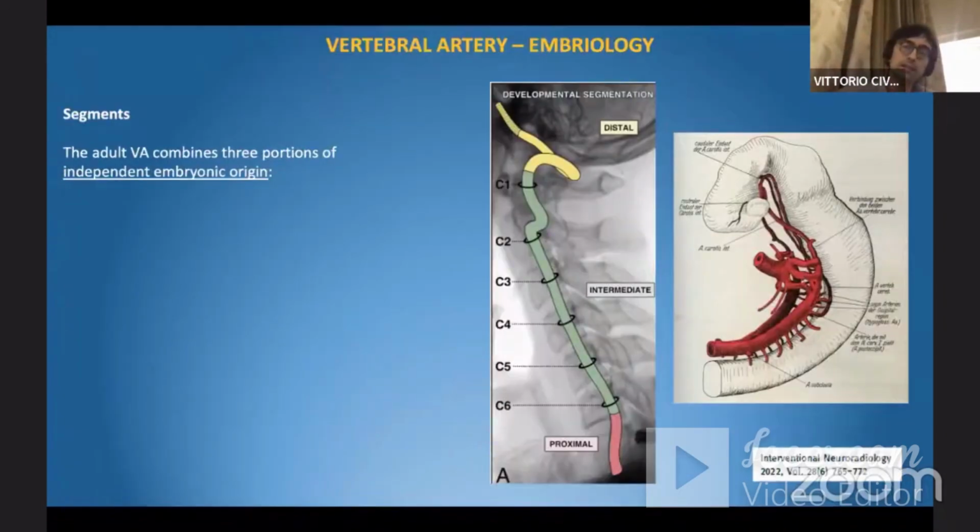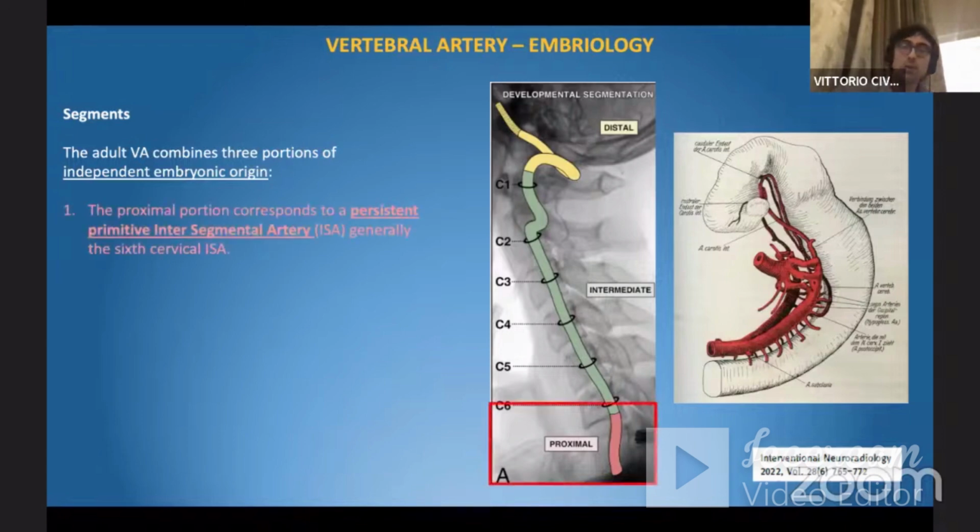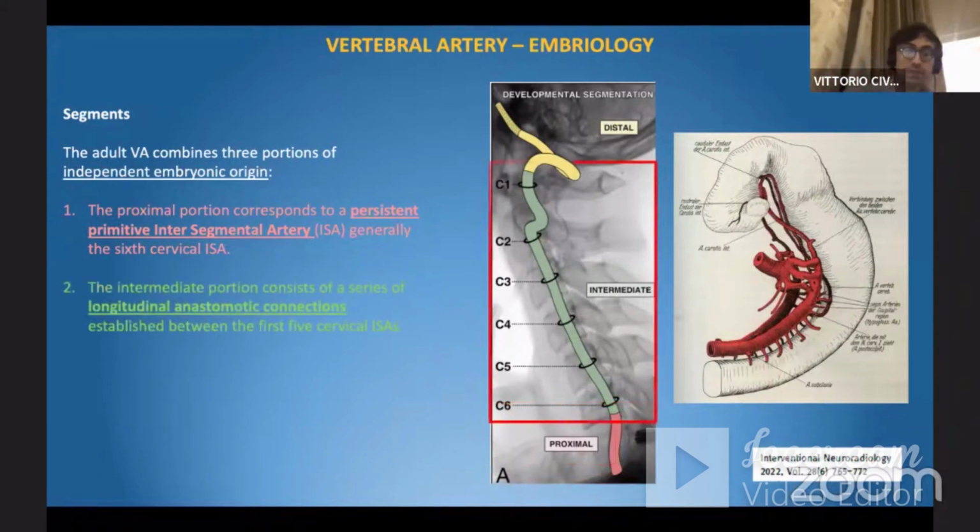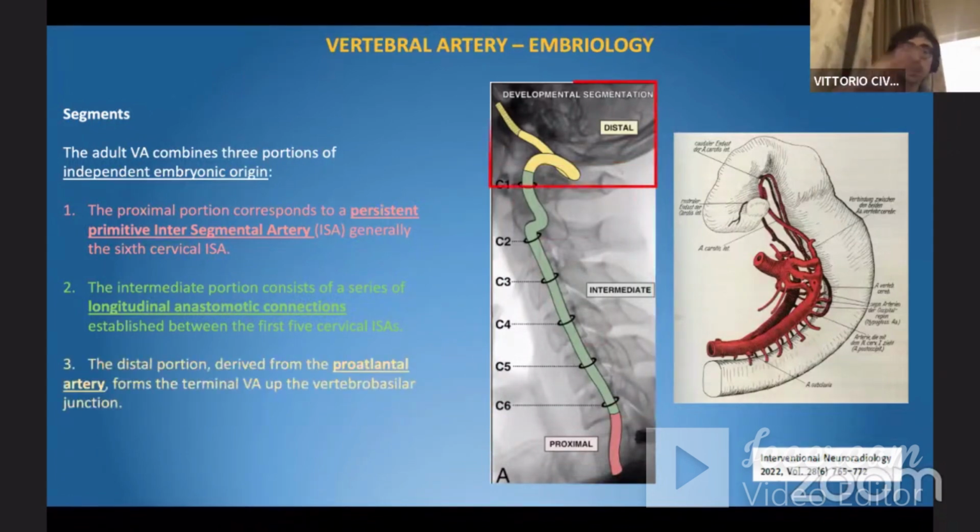From an embryological point of view, the segmentation is a little bit different. We can identify 3 segments. We have the first, or proximal segment, that corresponds to a persistent primitive intersegmental artery, generally the sixth. Then we have an intermediate portion, which consists of a series of longitudinal anastomotic connections established between the first 5 cervical intersegmental arteries. And then we have the distal portion that is derived from the proatlantal artery and from the terminal vertebral artery.